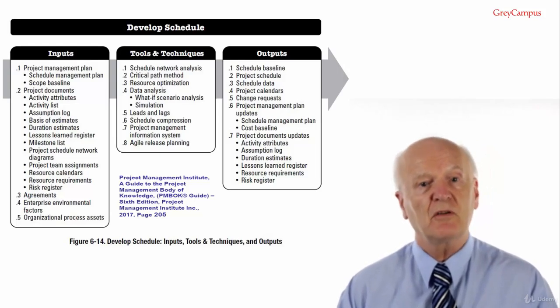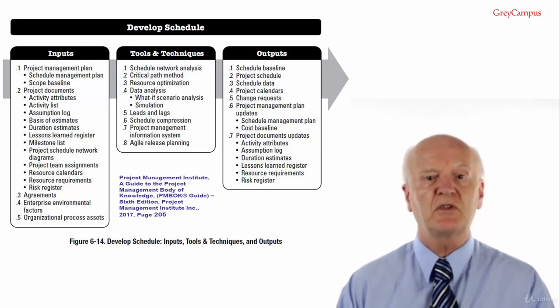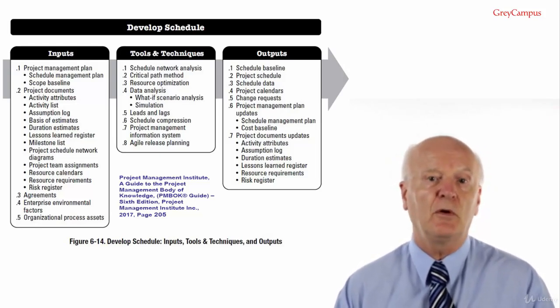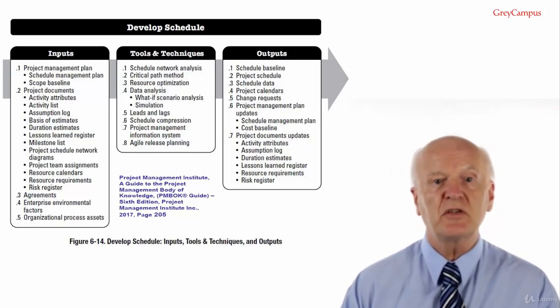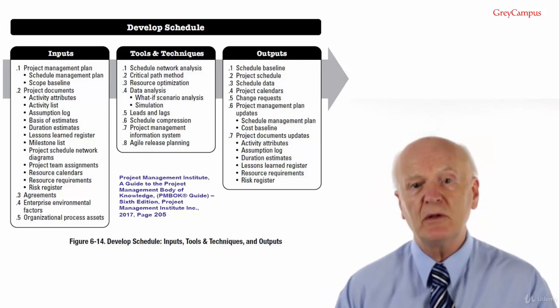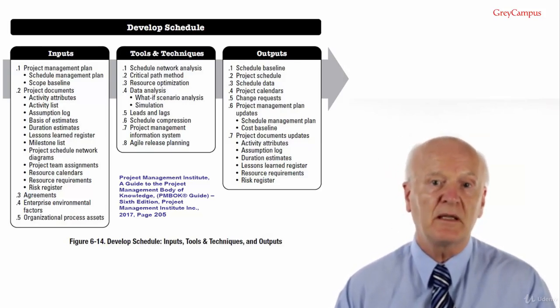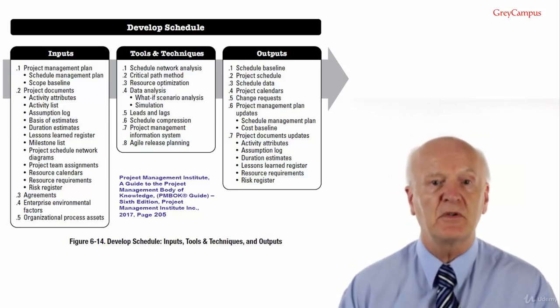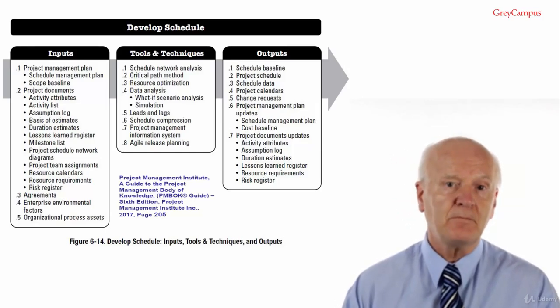Number 5, change requests. Change requests may be raised for changes to the project scope or project schedule. If these changes are approved through the Perform Integrated Change Control process, they will result in changes to the scope baseline and or other components of the project management plan.